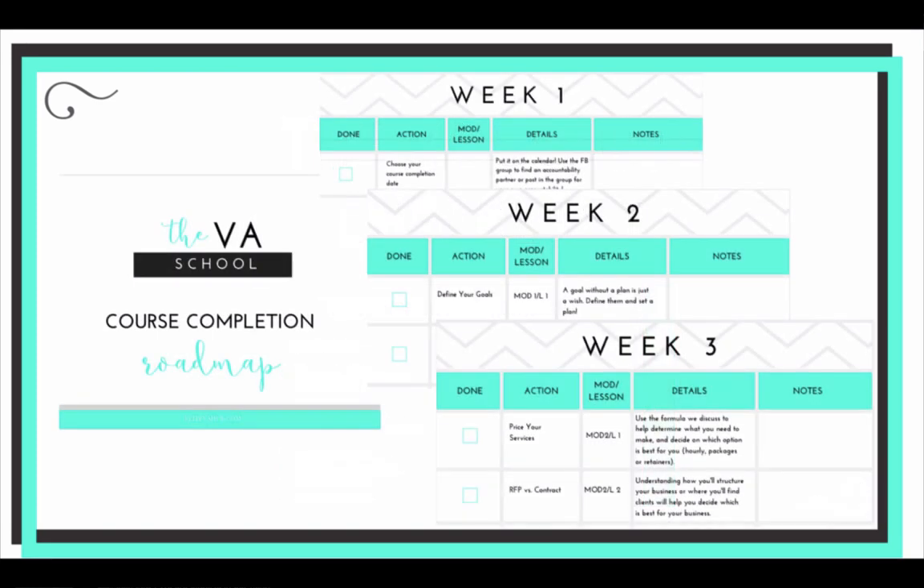And then the other thing, the course completion roadmap. And the reason that I put this together is I feel goal planning is huge. We have a whole section, a whole lesson on it. And this is really nice because I give you basically what you need to do week by week. This was built to be a 5-week program. And every week I give you what your action steps are, where you can find the module and the lesson if you need to go back and reference it, the details of it, and then you can add your notes to that.